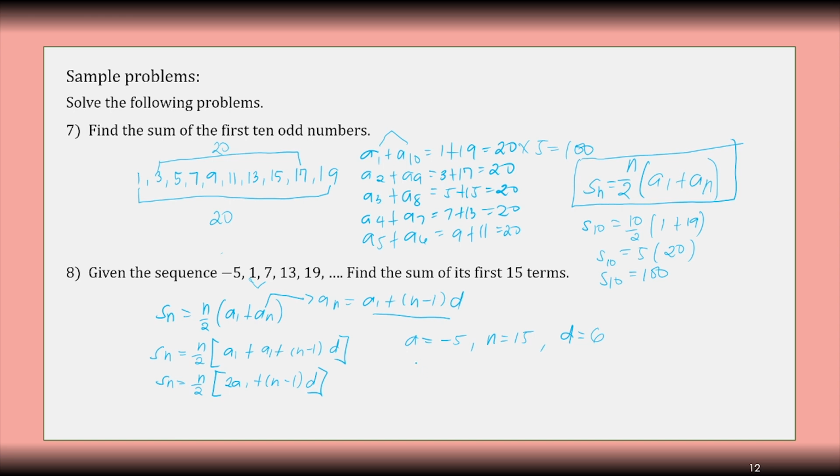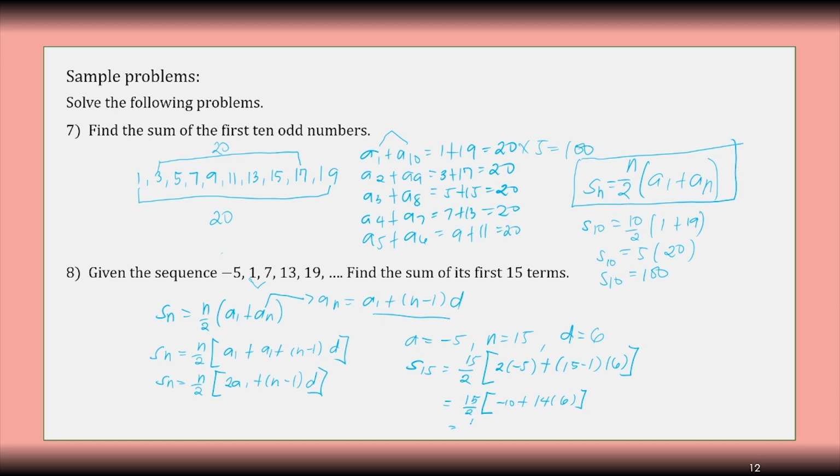Let us substitute to the formula. So yung n natin is 15, equals to 15 over 2 times 2 times yung ating a sub 1 is negative 5 plus ang n natin is 15 ulit minus 1 times the common difference is 6. Now, since 15 and 2, 15 is not divisible by 2, wag natin i-divide. Proceed tayo sa kabila. It will become 2 times negative 5 is negative 10, plus 15 minus 1 is 14 times 6.